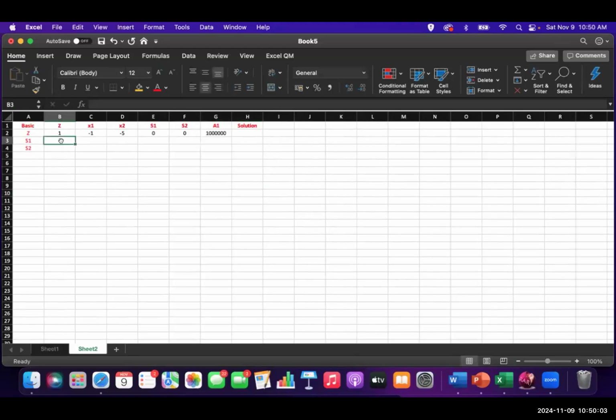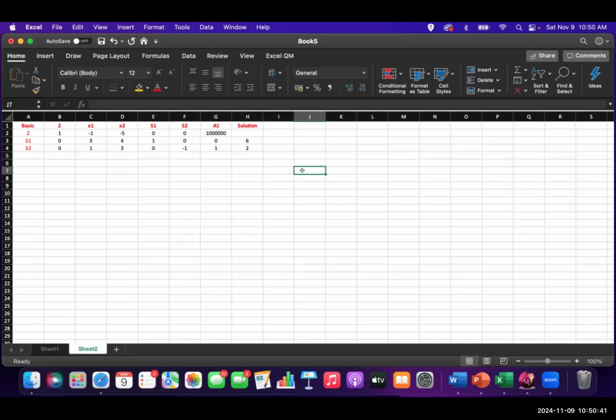And then I'll have 0, 3, 4, 1, 0, 0. Solution is 6. This is our first tableau from earlier. Then 0, 1, 3, 0, -1, 1, 2. So let's repeat what we did earlier, but this time we will not do it manually. We will just use Excel.